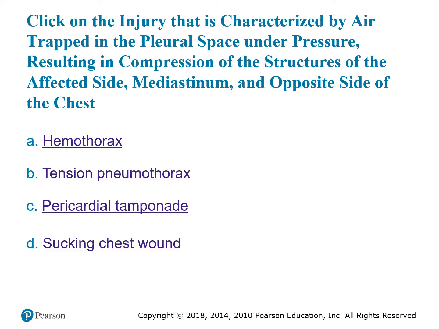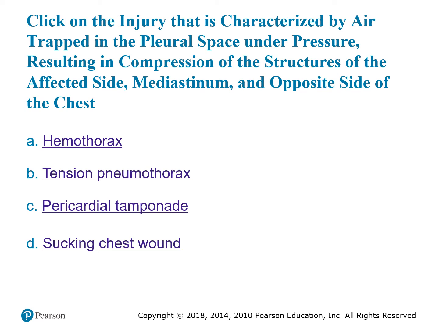All right, so click on the injury that is characterized by air trapped in the pleural space under pressure, resulting in compression of the structures of the affected side, mediastinum, and opposite side of the chest. All right, so we're talking about air trapped in the pleural space. So we know we can get rid of hemothorax. We know we can get rid of pericardial tamponade because pericardial tamponade is where it's occurring in the pericardial sac.